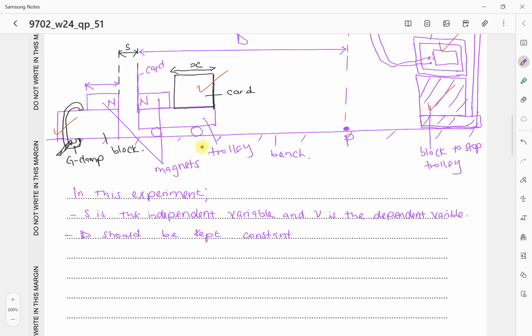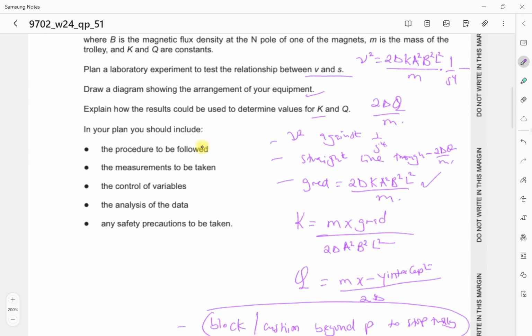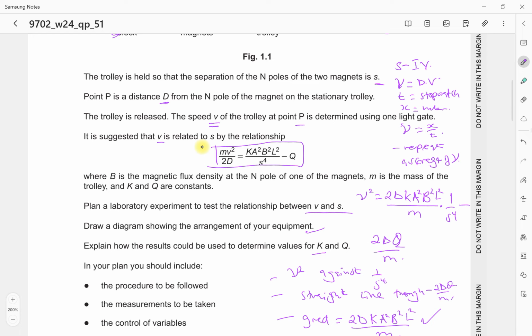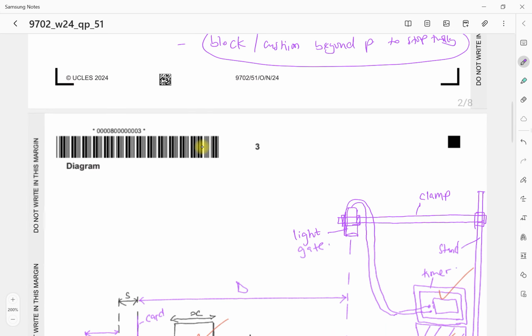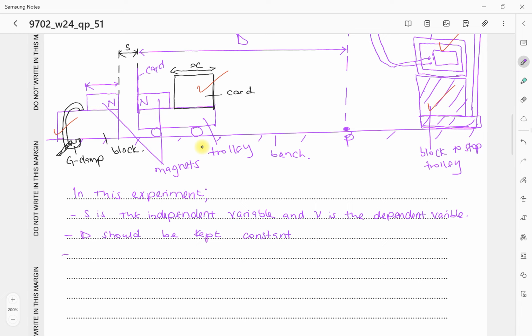What else is going to be kept constant? From the equation, I think I didn't mention the quantities to be kept constant. D should be constant. The length of the magnet should not change. The cross-sectional area should not change. The mass should also not change. And I think the magnetic flux density should also not change. So all those ones should remain constant. So I'll also add that L, A, the mass, and B, that is the magnetic flux density, should also remain constant.